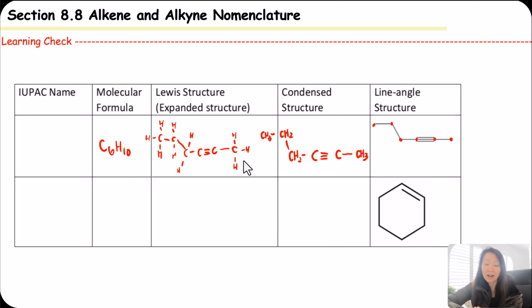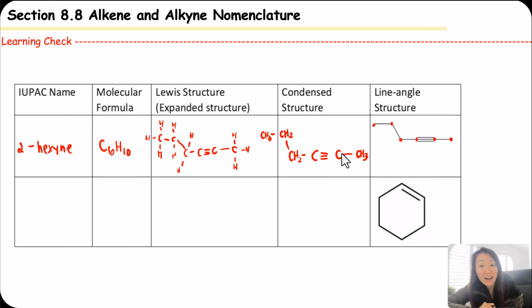This is an alkyne. So we can number it from 1, 2, 3, 4, 5, 6, or we can count it the other way. 1, 2, 3, 4, 5, 6. Probably the best way to go that way because it'll assign the alkyne, the triple bond, as number 2. So that will be 2-hexyne.